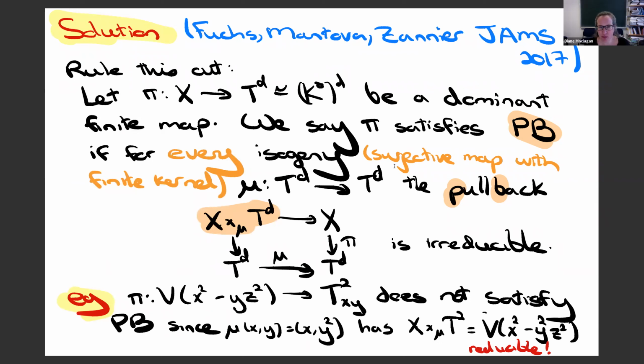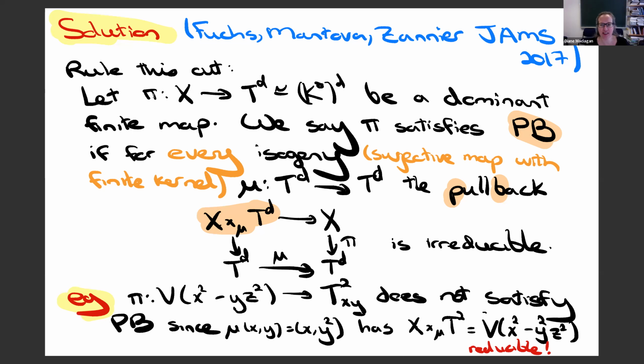And this comes from a paper of Fuchs, Mantova, and Zanier based on earlier work of Zanier. This appeared in JAMS 5 years ago. And the idea here is we want to rule this out. Instead of saying I'm going to take my variety and slice it with a subtorus, I'm going to project my variety dominantly onto a torus, by a finite map, so my torus is the same dimension as the variety, and then take the pre-image of a subtorus. And we're only going to accept certain such dominant maps.